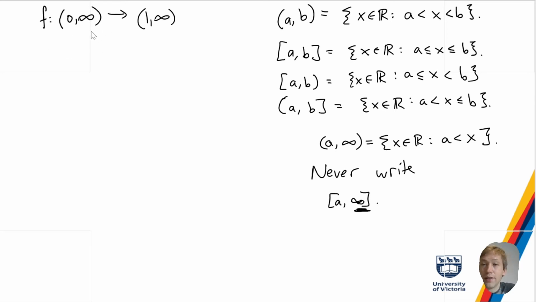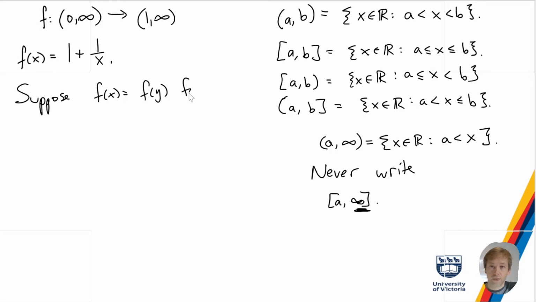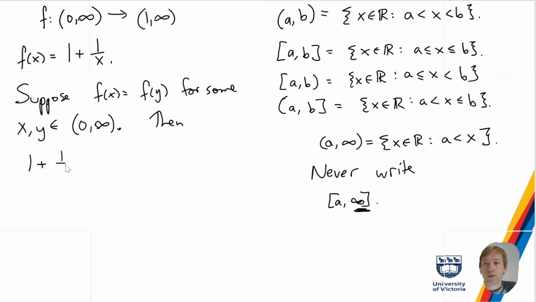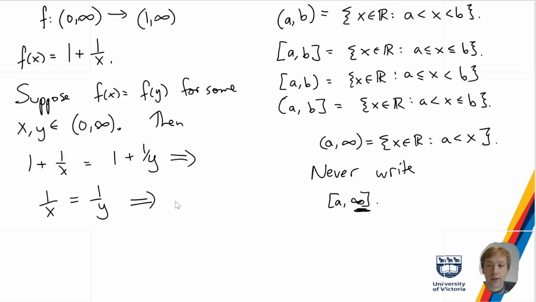So let f be the function from this set to this set such that f of x is 1 plus 1 over x. I claim that it is injective. So suppose f of x equals f of y for some x and y in the domain of f, so between 0 and infinity. Then 1 plus 1 over x equals 1 plus 1 over y, which, if we subtract 1 from both sides, means that 1 over x equals 1 over y. If I multiply both sides by y and by x, I get that y is equal to x.